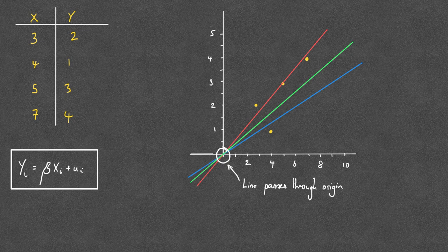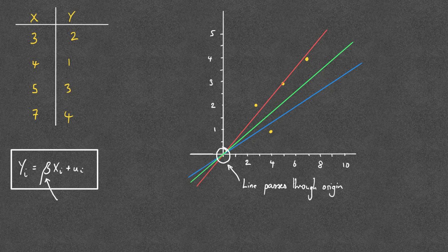Now, how are we going to estimate the size of beta? Remember, beta is just the slope of the line. So each of these three lines that we've got here would have a different slope, so we'd have a different beta hat related with each of these. So what would be the optimal beta hat?